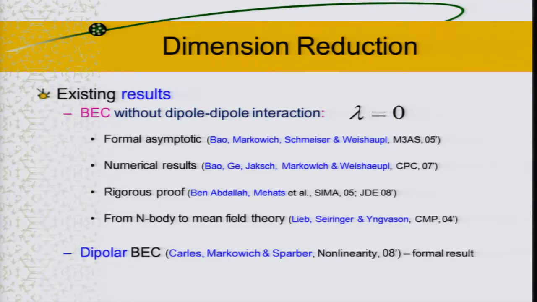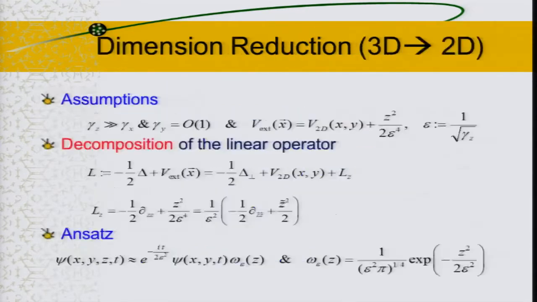Well, when lambda equals zero, there is a lot of study, but for dipolar, there is some formal study. With this new formulation, we can do the following. We suppose this potential V decomposes into the XY plane part and the Z direction part, Z squared over two epsilon to the power four. Then you can split the leading operator in the GP equation into an XY direction part plus a Z direction part. This Z direction, after a change of variable, is 1 over epsilon squared times this one. So basically the energy in the Z direction is very large, and in the XY direction it is order 1. It's a very nice scale separation of this operator.